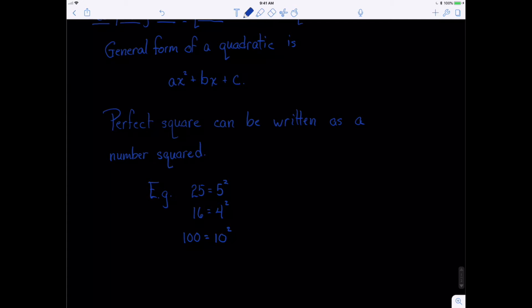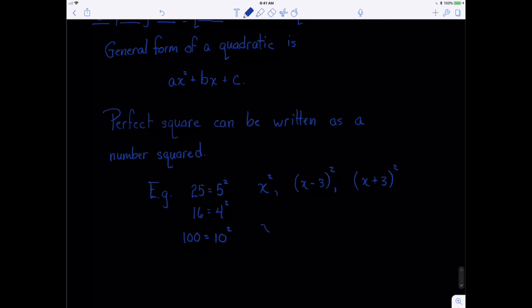So what if I have something like x squared? That's a perfect square. We don't know what it is, but it is a perfect square. Another perfect square would be x minus 3 squared. That's a perfect square because it's something squared. You could even make it more complicated, but that's the idea. x plus 3 squared could also be a perfect square.